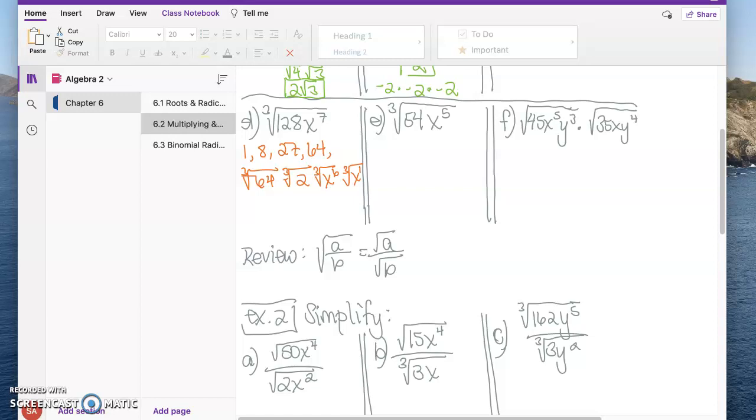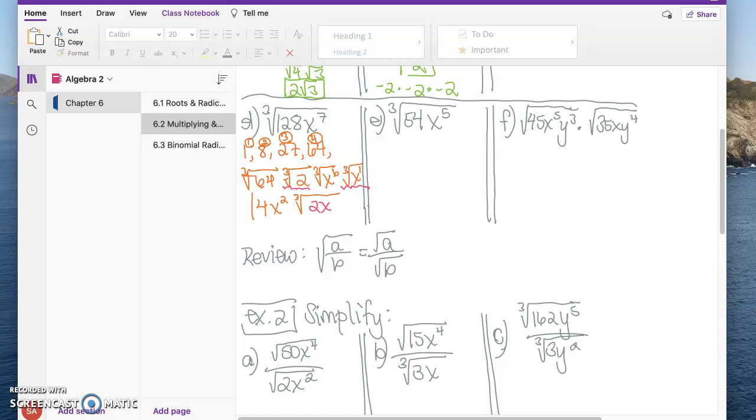We said this was 1 cubed, this was 2 cubed, this was 3 cubed, and this was 4 cubed. So the cube root of 64 is 4. And then the cube root of x to the 6th is x squared, and I'll show you why in just a second. Let me color code this for you. I can't do anything with these, so they have to stay under the cube root. So this is my answer.